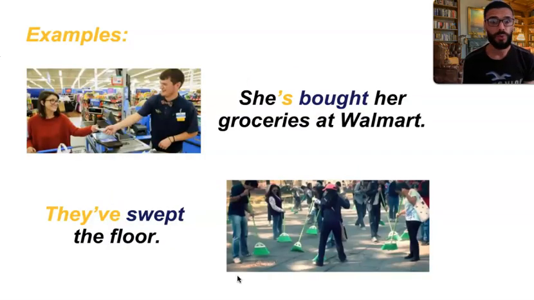Examples. She's bought her groceries at Walmart. Look that the form of the verb has is contracted with the pronoun she. So we pronounce she's. Pronoun she, apostrophe s, which represents the verb have. They've swept the floor. They have swept the floor. Alright, this is the contraction of the pronoun they with the verb have. Alright?